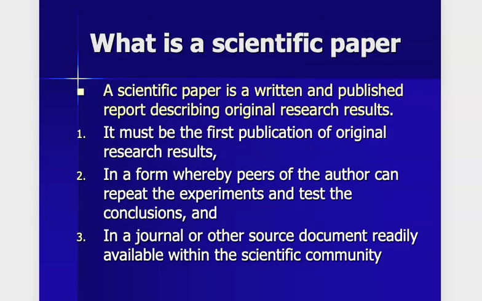So what is a scientific paper? A scientific paper is a written and published report describing original research results. It must be the first publication of the original research results in a form where peers of the authors can repeat the experiment and test the conclusions, in a journal or other source document readily available within the scientific community.